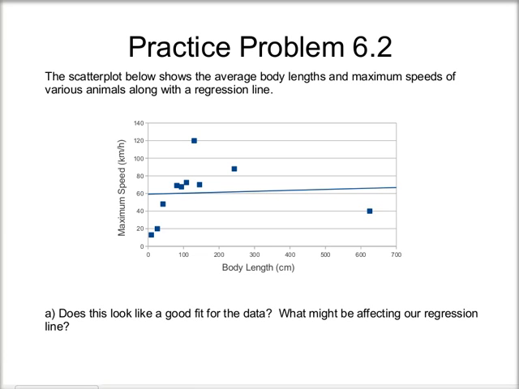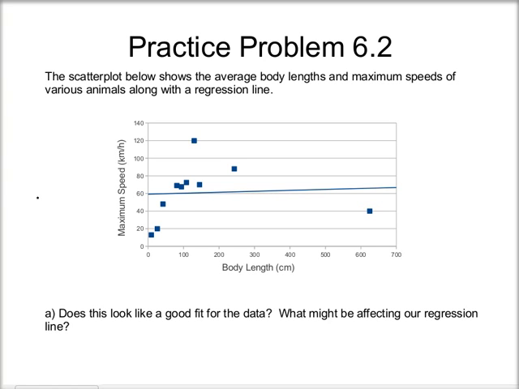This is practice problem 6.2. Here I've got the scatter plot from the last problem showing the average body lengths and maximum speeds of various animals, and along with the scatter plot I've got a regression line. For part A, does this look like a good fit for the data, and what might be affecting our regression line?